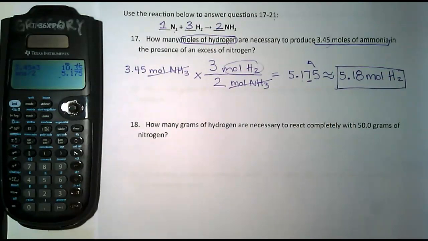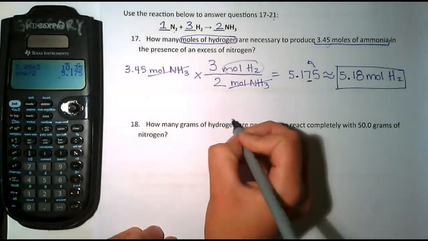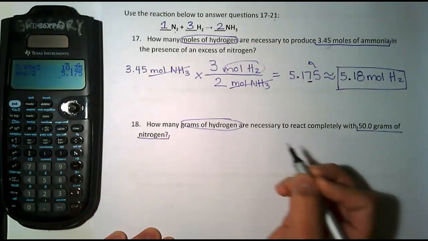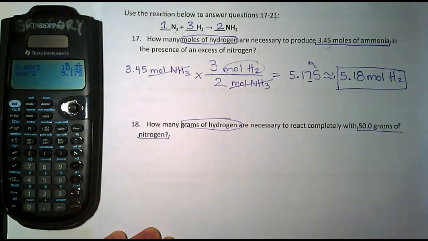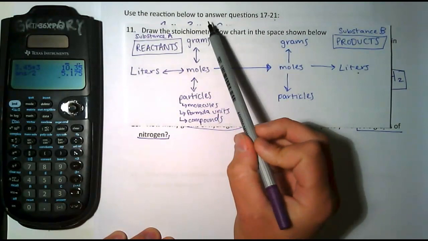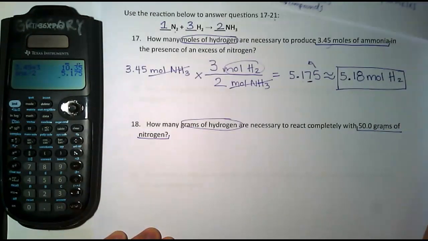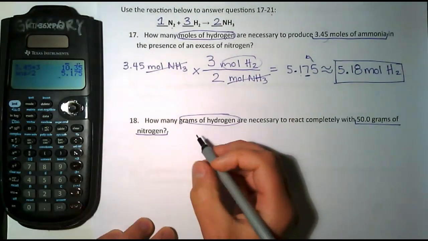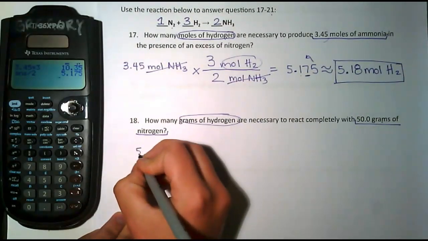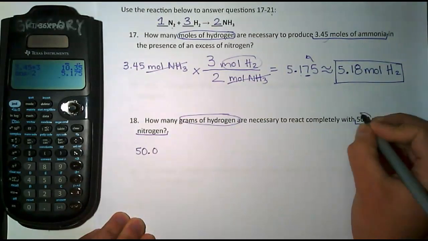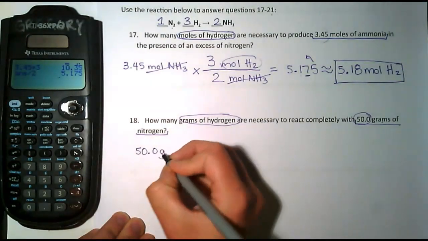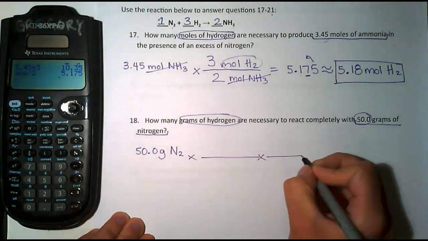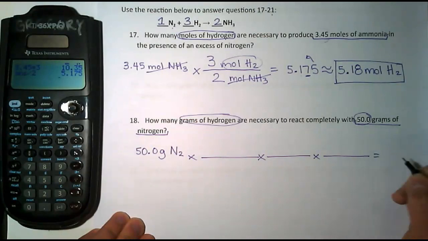In our next problem, it says how many grams of hydrogen are necessary to react completely with 50 grams of nitrogen. So we're doing a gram-to-gram conversion here. So we know that's going to require 1, 2, 3 steps. A gram-to-gram conversion is going to require 3 steps. So let's see, we're starting with 50.0, so this has 3 significant figures, grams of nitrogen, and we're going to need 3 steps to get our answer.